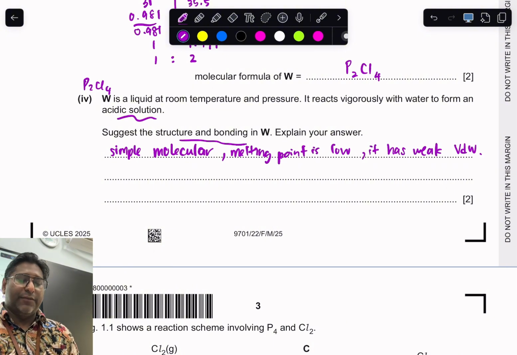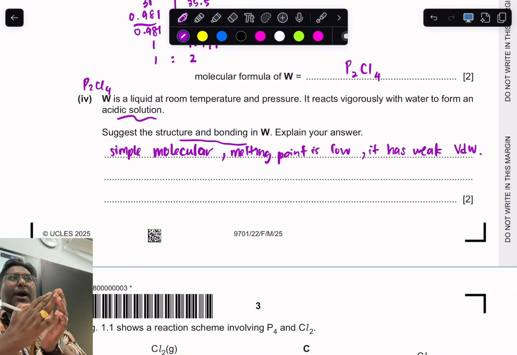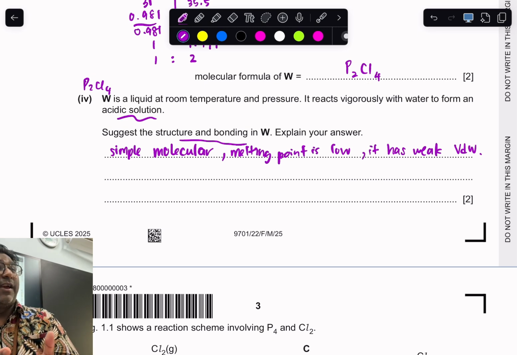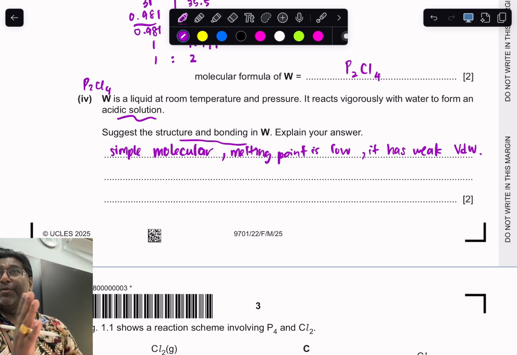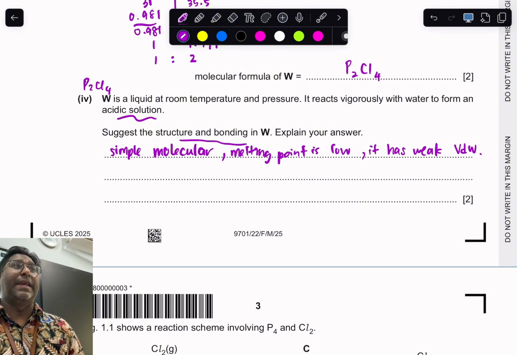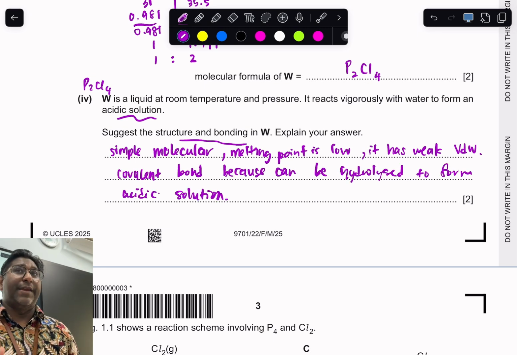Or you can also mention it's going to be non-metal and non-metal, therefore it is covalent bonding. But in the marking key, they didn't mention non-metal and non-metal. They mentioned that because they can be hydrolyzed. Anything that is reacting with water becomes hydrolyzed, and in order to become hydrolyzed, it should be a covalent bond.